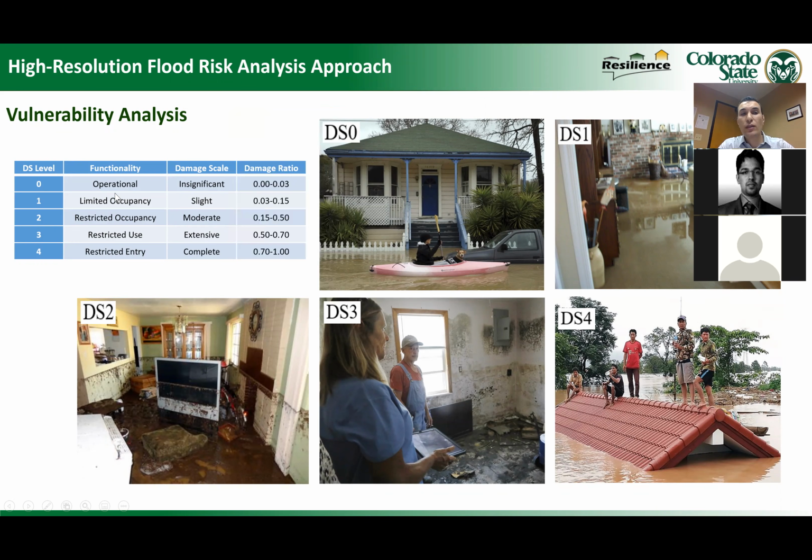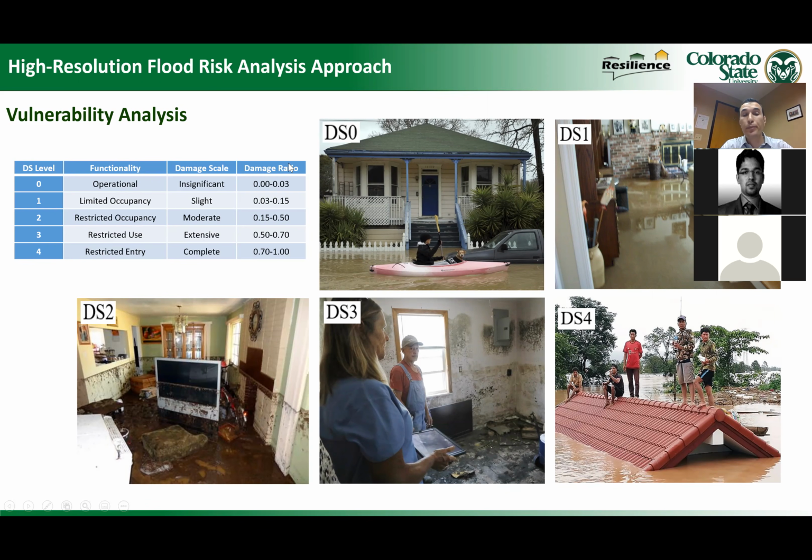This table shows the functionality description of each one of these damage states. Damage state 0 means the building is operational, but damage state 1 is limited occupancy. You can live there, you can stay there and dry the building, but it's limited, like somebody will leave until the building gets cleaned. However, damage state 2 is restricted occupancy, 3 is restricted use, and 4 is restricted entry because it's unsafe.